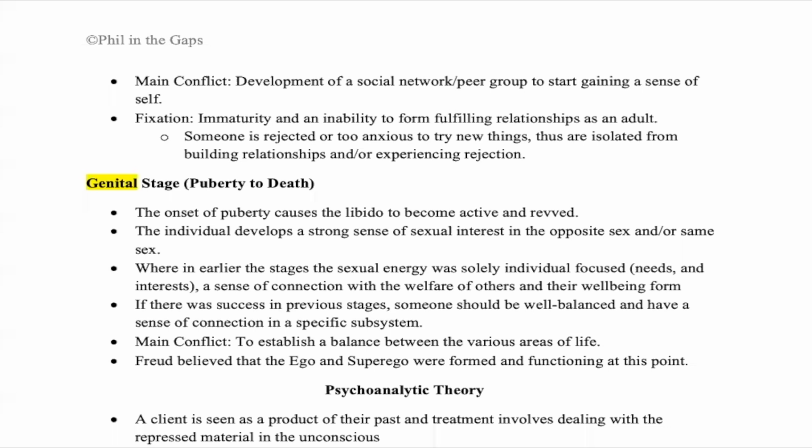Because if you're too focused in one area, it's going to be unbalanced, and all of these different urges and things are going to be unsatisfied because you cannot 100% live in impulsive decision making or pleasure centers in some way, shape, or form. So, this is where Freud believed that the ego and superego were formed and functioning at this point. And if you haven't picked up on it already, the impulsive decision making is going to be 100% attributable to the id.